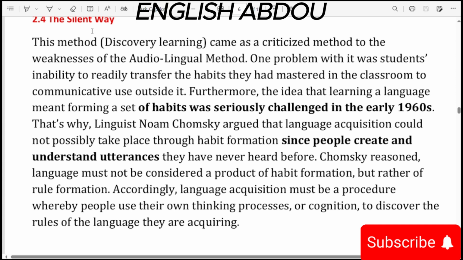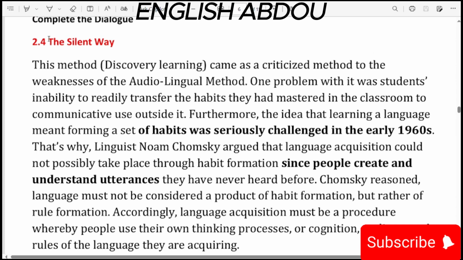Okay, so let's start with the silent way. What can you understand from this title? So silent means silence. Way, it's a way which is silent. So this method, it means discovery learning, came as a method criticizing the weaknesses of the audiolingual method.